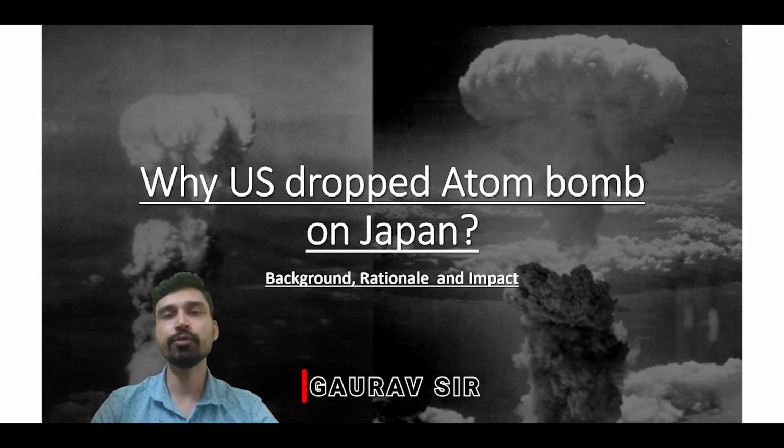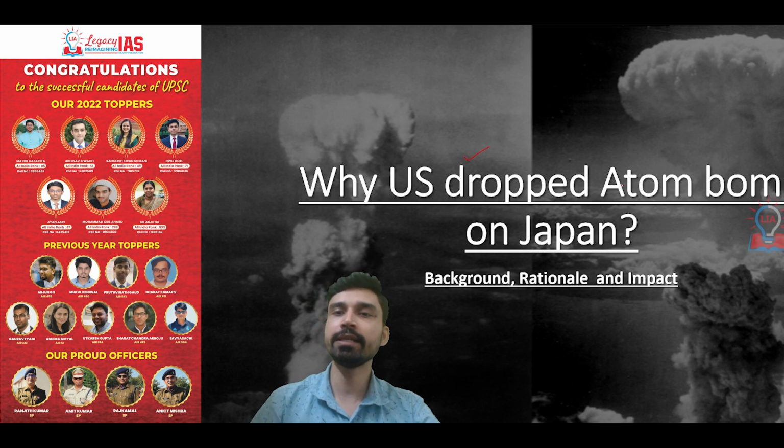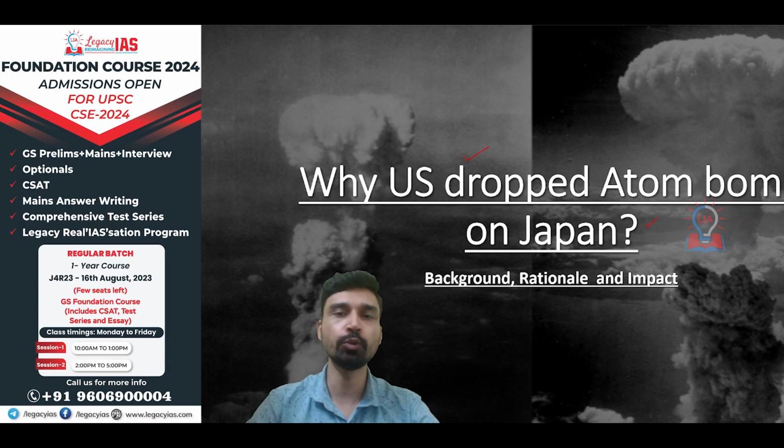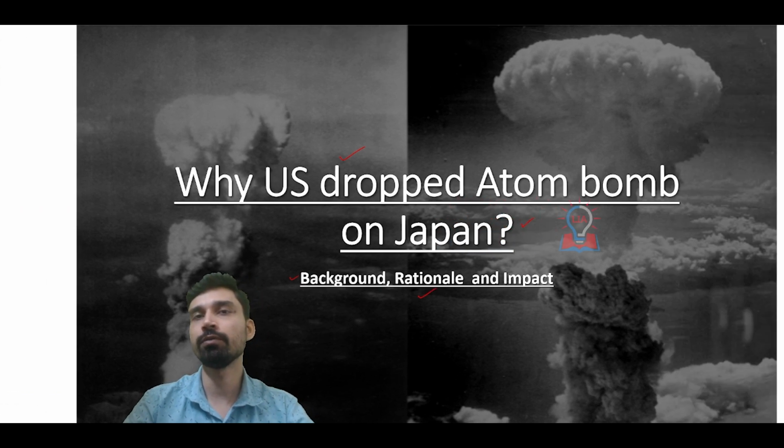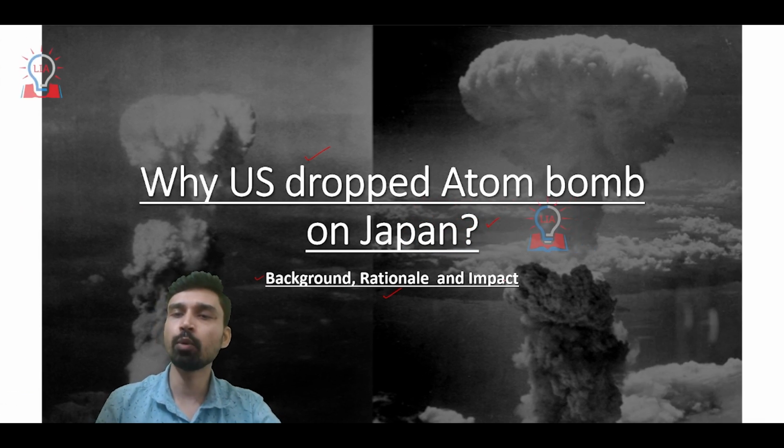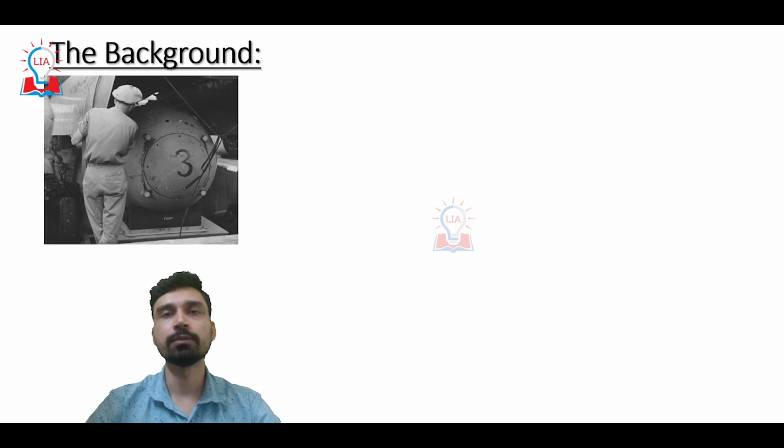In today's video, we are going to discuss a very interesting topic about world history. That is, what caused the United States to drop the atomic bomb on the cities of Japan during World War II. So we are going to discuss in detail the background in which all these developments happened, the rationale behind the use of the atomic bomb for the first time in human history, and its short-term and long-term impact, both on Japan as well as the entire world.